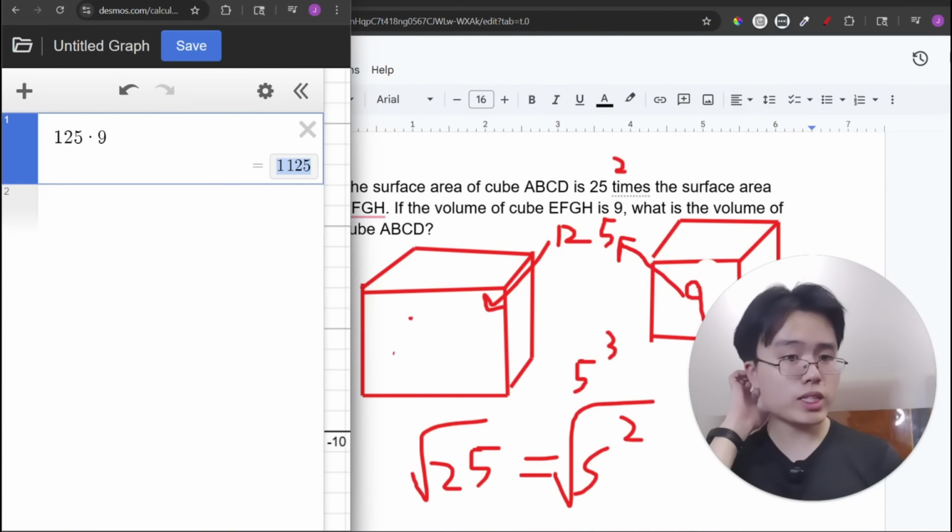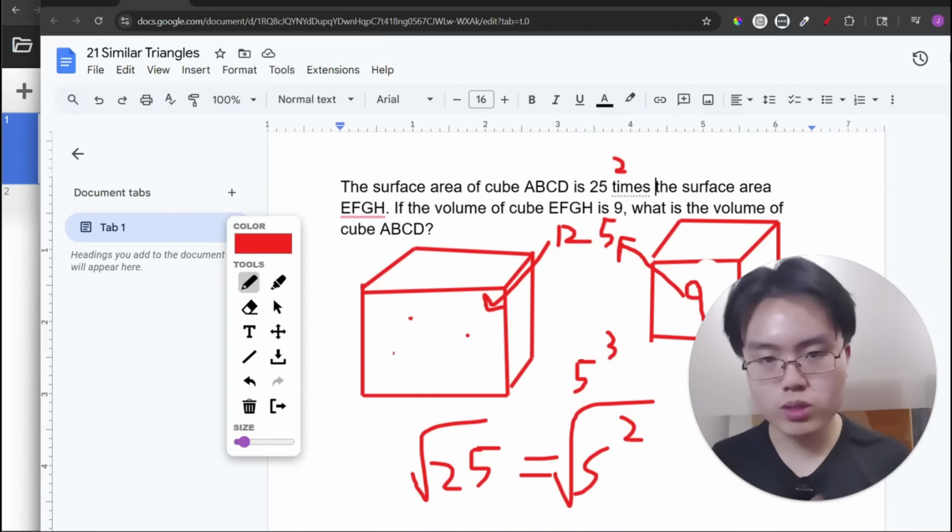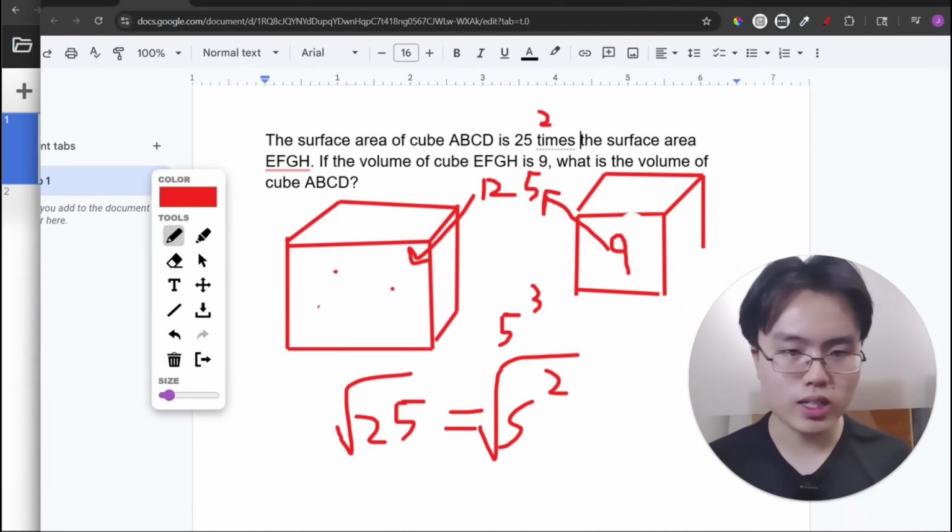Okay, hopefully that made sense. And if that made sense to you, you've pretty much mastered similar shape questions. This is as hard as it can get, I think.